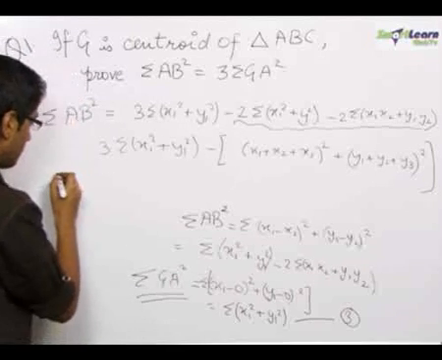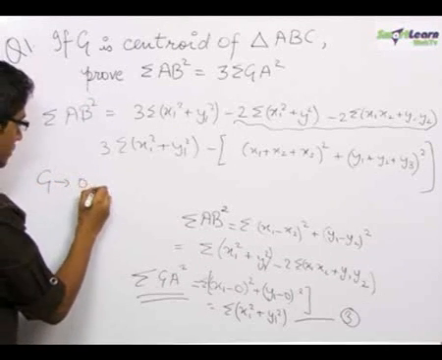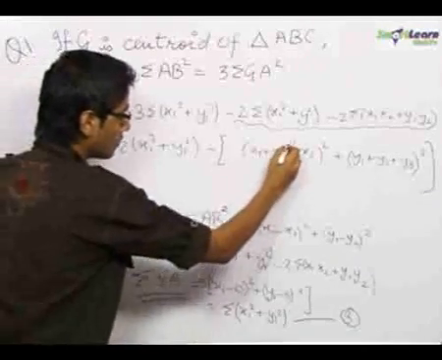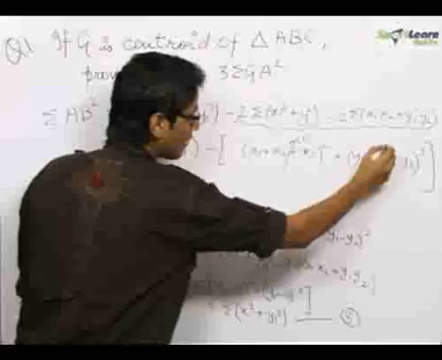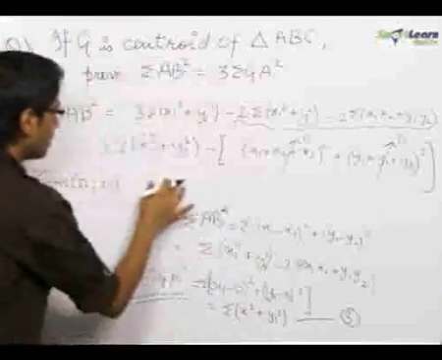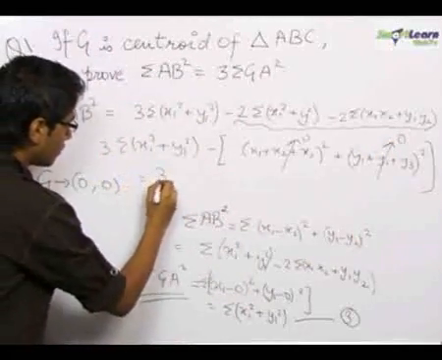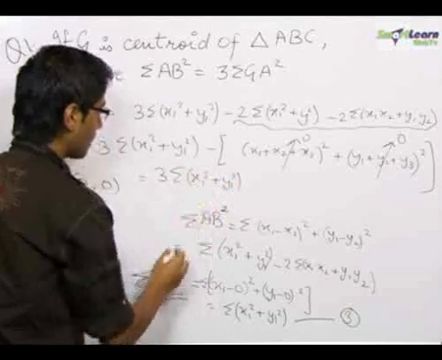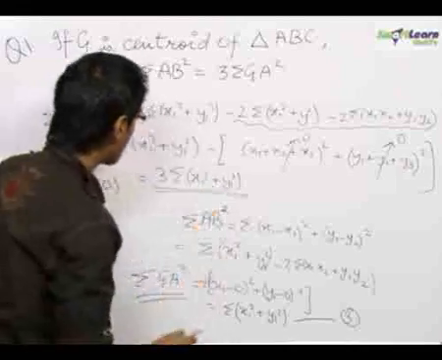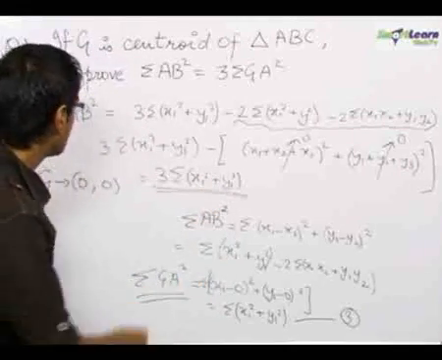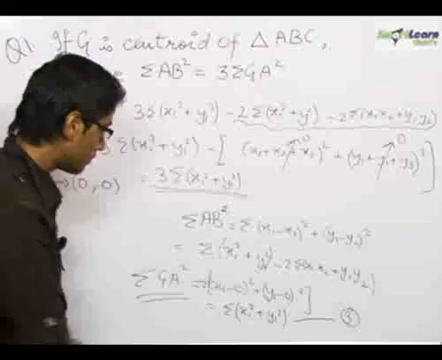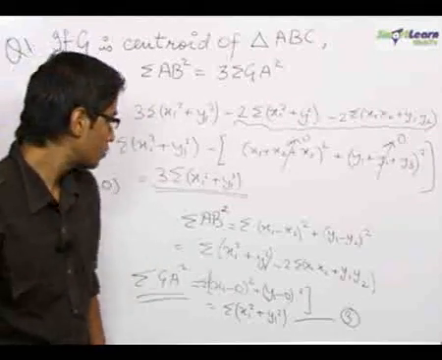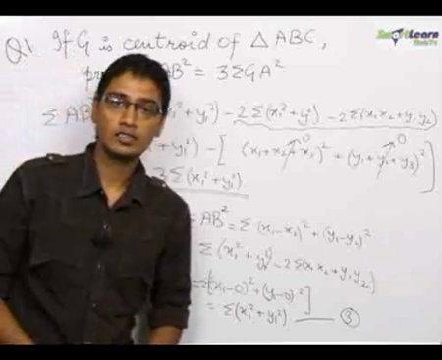And we know that the coordinates of the centroid were 0, 0 and x1 plus x2 plus x3 was equal to 0, and similarly y1 plus y2 plus y3 was also equal to 0. So our sigma AB square reduces to 3 times sigma x1 square plus y1 square, and we know that sigma x1 square plus y1 square is the value of sigma GA square. So we get sigma AB square as 3 times sigma GA square. So in this problem we have seen how the analytical method helps us to ease out the problem and solve it in a simpler way.